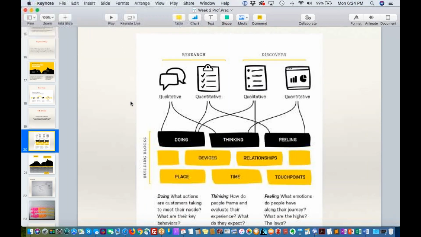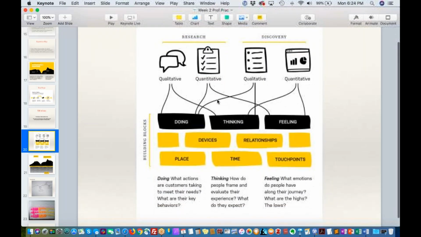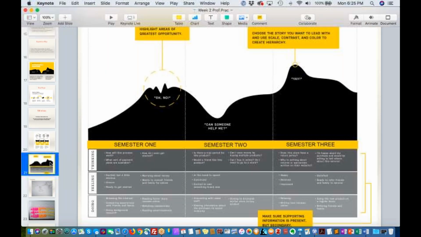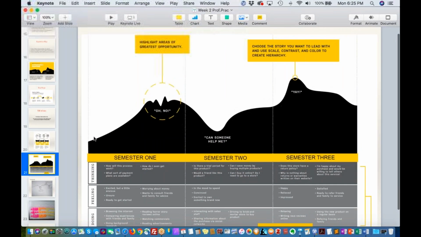When you think about working on a product, you're going to be doing all this research, qualitative, mixed method, quantitative, putting everything together, understanding what the doing, feeling, and thinking has to do with all these different places where the consumer would come in contact with your product. But what you're doing is basically mapping your journey along these lines. This is the example that's in the book.